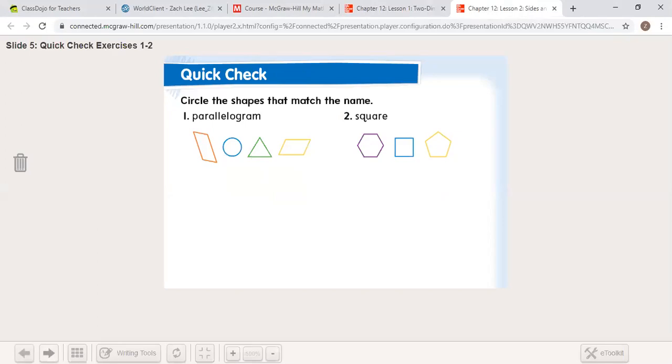Let's look at the shapes for number 1. Go ahead with your parent set next to you. You don't have to reply to me or anything, but go ahead and identify which of the first 4 shapes would be a parallelogram. You can just say the color, maybe point to the screen. Also, number 2, which of these 3 shapes would be a square? Give you a few seconds here.